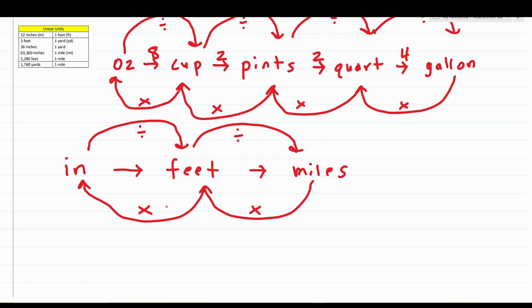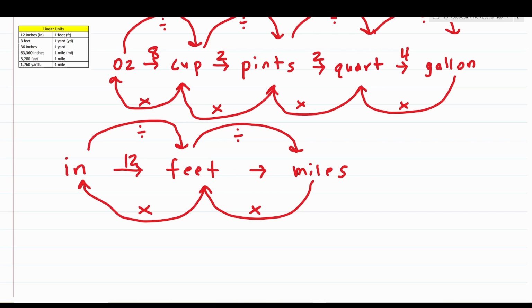The question is this: what are you going to be dividing and multiplying by? Well, you should know that there are 12 inches in every foot. So to convert inches to feet, you would divide by 12. To convert feet to inches, you would multiply by 12.